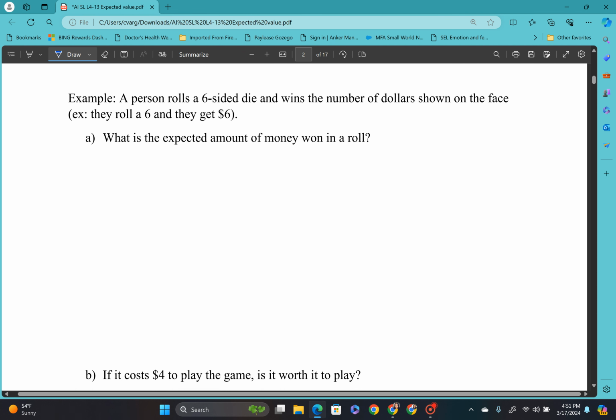So a person rolls a 6-sided die and wins the number of dollars shown on the face. So for example, if they roll a 6, they get $6. If they roll a 3, then they get $3, so on and so forth. What is the expected amount of money won in a roll?